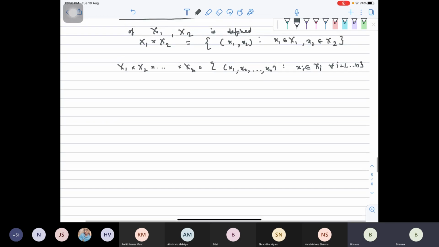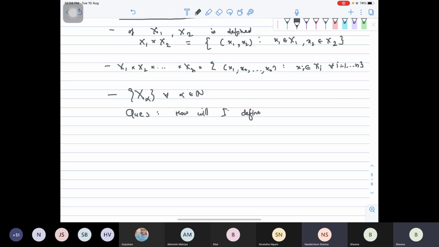But now I want to ask, suppose I have not a finite number but an infinite number of sets. Suppose I have defined X alpha for all alpha in R. Suppose I have these non-empty sets, this collection of sets. How will I define their product? Real numbers, a very large collection of sets. You know that it is a very large collection of sets. So I want to define their product. How will I define it?